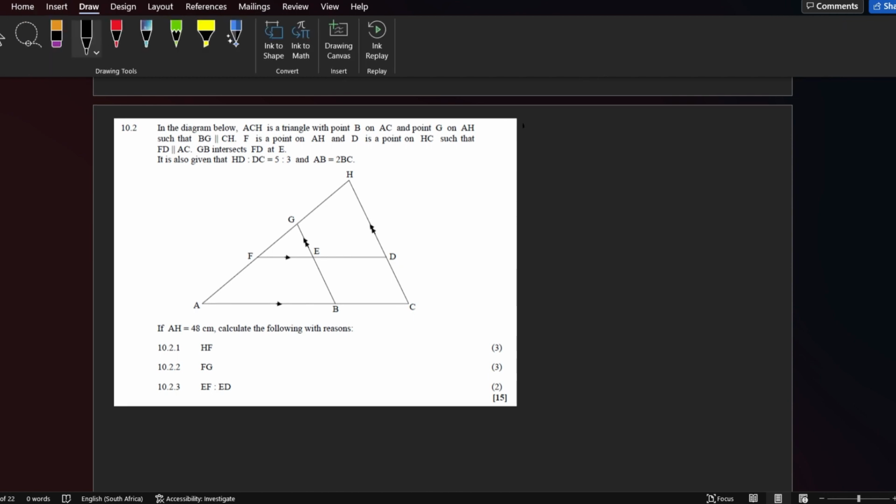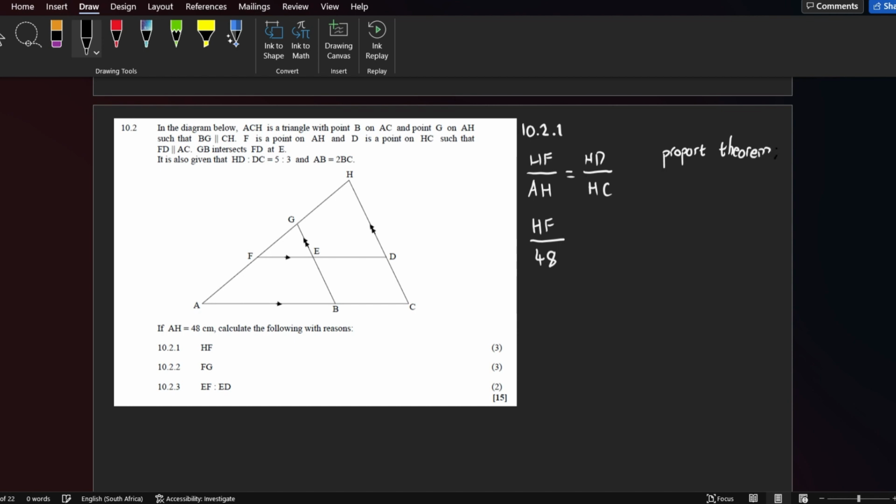So 10.2.1, we have HF, which is the side we want, HF divided by the entire length, since we are given that value, AH, is equal to HD or DH divided by HC. We don't know the value of HF, we are trying to calculate it. The value of AH is 48. But before we continue, I just want to state the reason: we use the proportionality theorem.